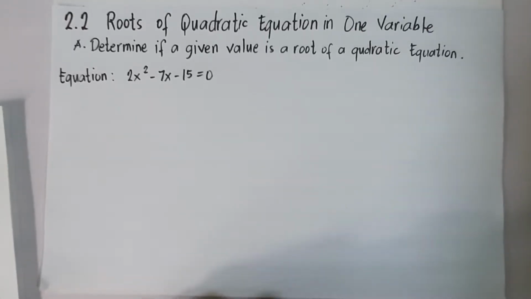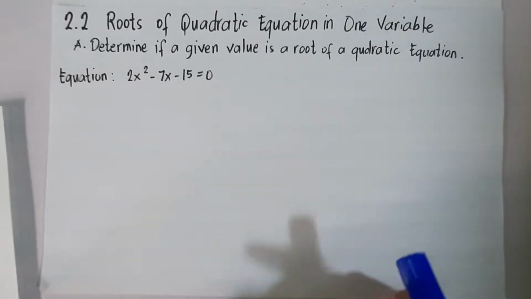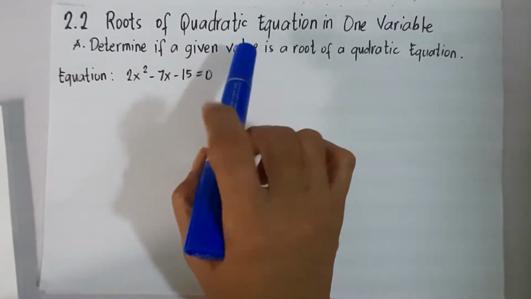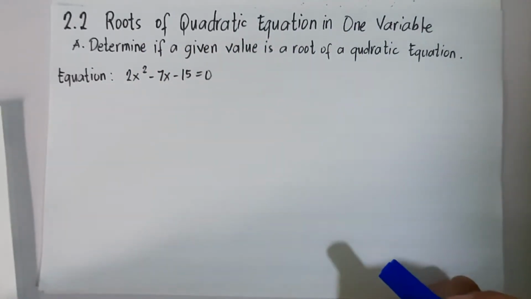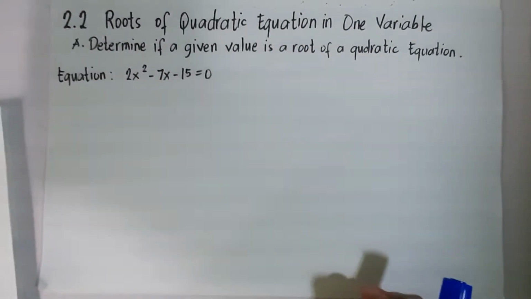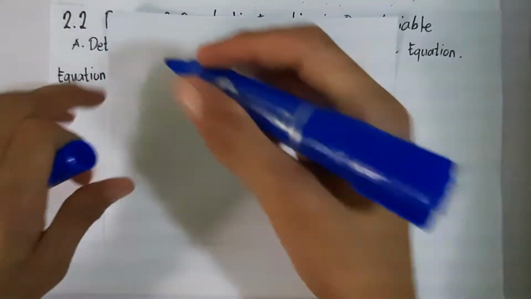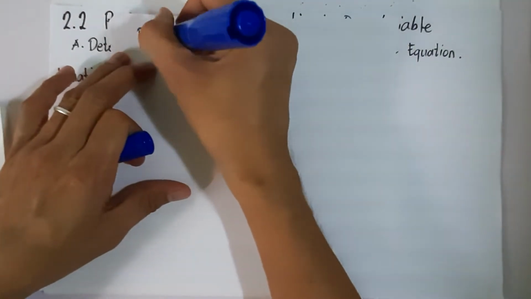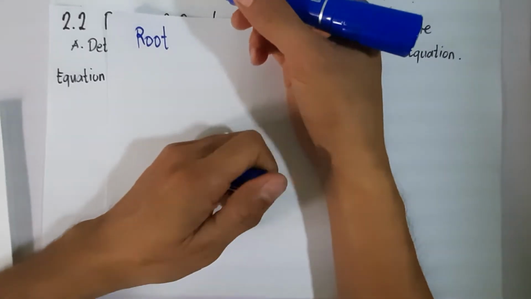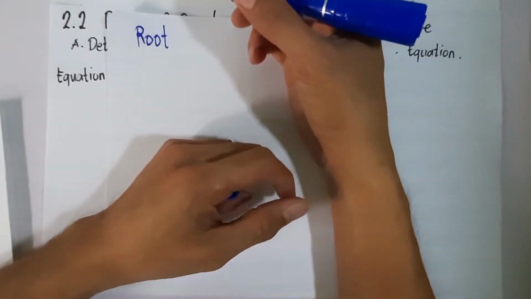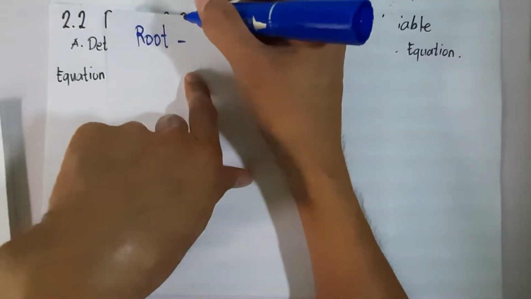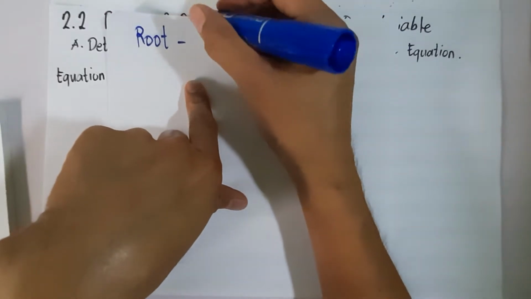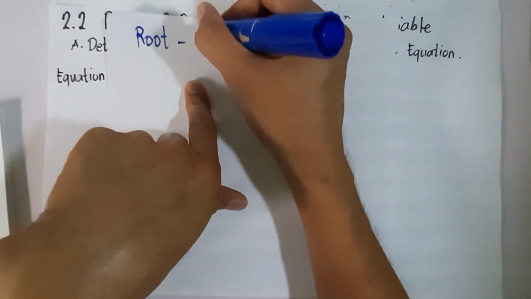Hello everyone! In this video, we're going to study the roots of a quadratic equation in one variable. First we need to know what a root is. A root is the value of the variable that makes the equation correct. Let's just keep that simple.